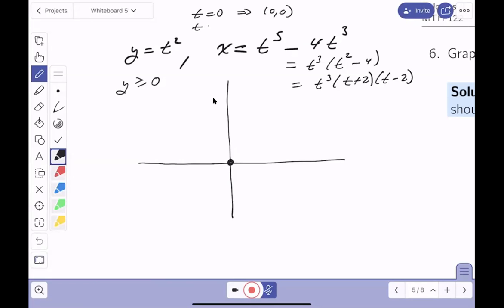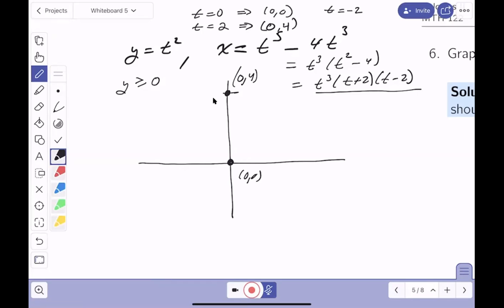What's another easy point? I would say t equals 2 would be easy. Now, if t is equal to 2, the x would be 0, right? How do I know that? Look at this over here. What would the y be? It would be 4. So I get a point over here. That point is 0, 4, by the way. This point over here is 0, 0.